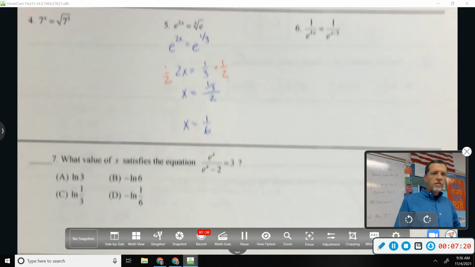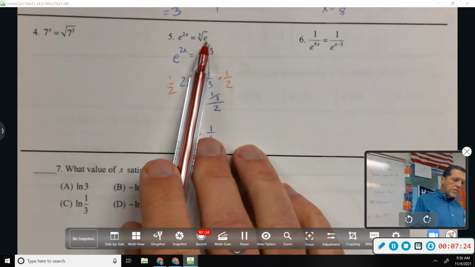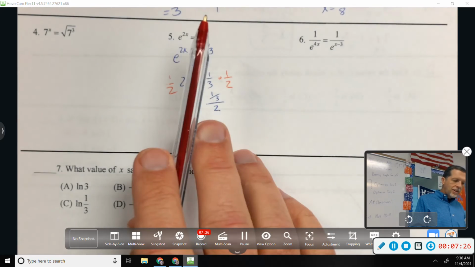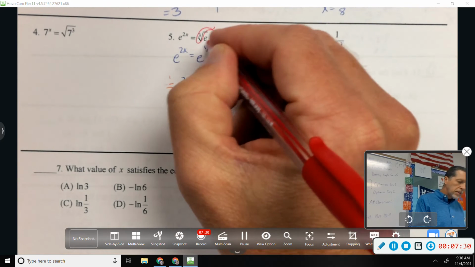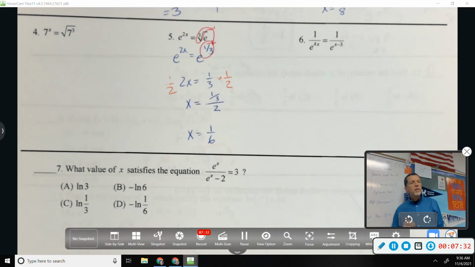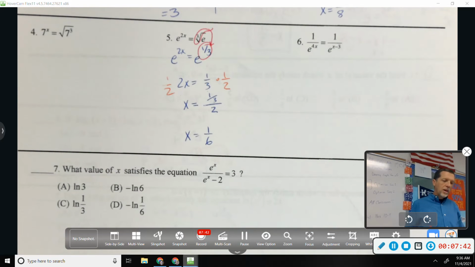Okay, looks like we did 5. There we would just have to recognize that the cube root is the same thing as 1/3. That's probably the key to that problem. After that, you're good. 2x equals 1/3, and then you got an algebra problem from there. Although fractions, and that's where some people would mess up.